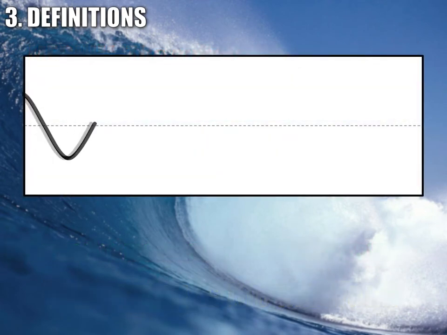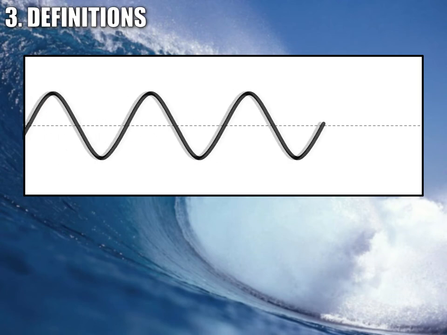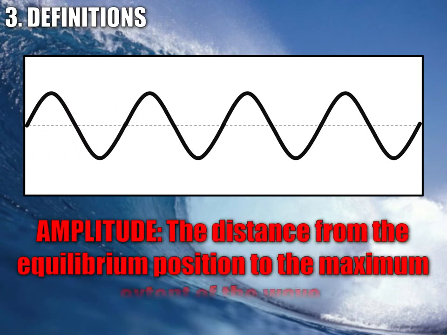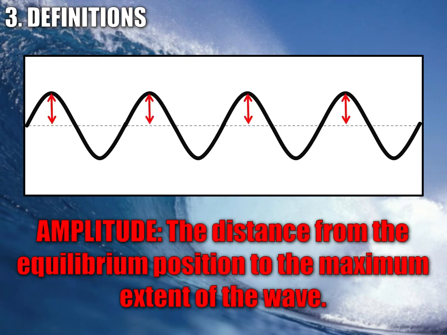Okay, now we're going to talk more about the actual parts of a wave. The first part of a wave that we look at is called the amplitude. The amplitude is the distance from the equilibrium position, that's the dotted line across the center, to the maximum extent of the wave. So starting from the equilibrium position, we can go up, and that would be the amplitude. We go up until the very top of the wave, also known as the crest. So that distance is the amplitude of the wave.